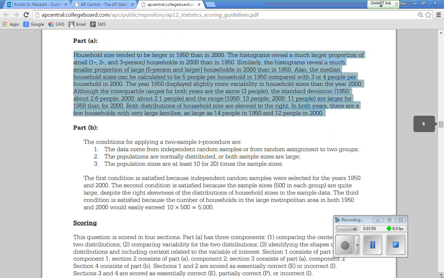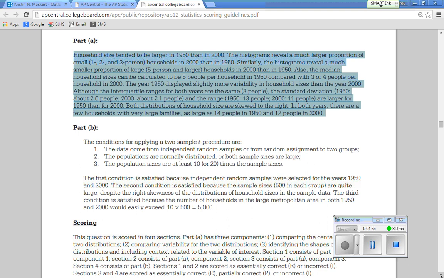All right, so for part B, the 3 conditions they're looking for are, first, independent random samples, which means each of them is individually random and they are not dependent on each other. If they were dependent, would it be a 2-sample T procedure? What would it be? Matched pairs, okay? Just make sure we know that. Number 2, the populations are normally distributed or both samples are individually large enough, right? And then the population sizes are at least 10 or 20 times the sample sizes, that 10% condition.